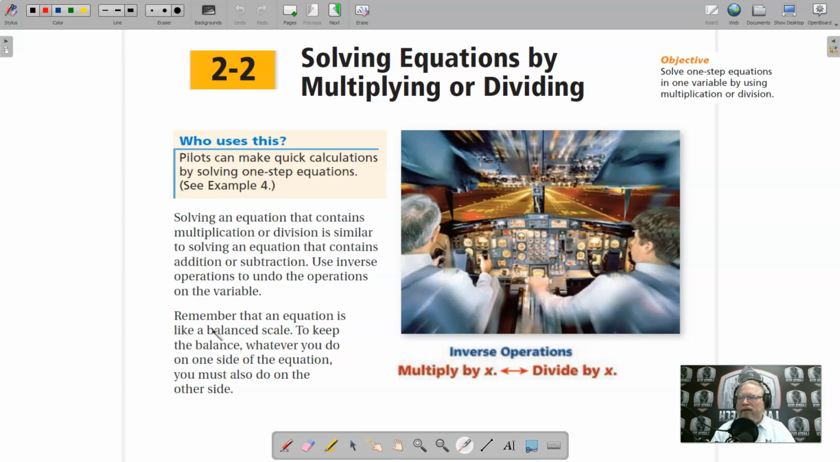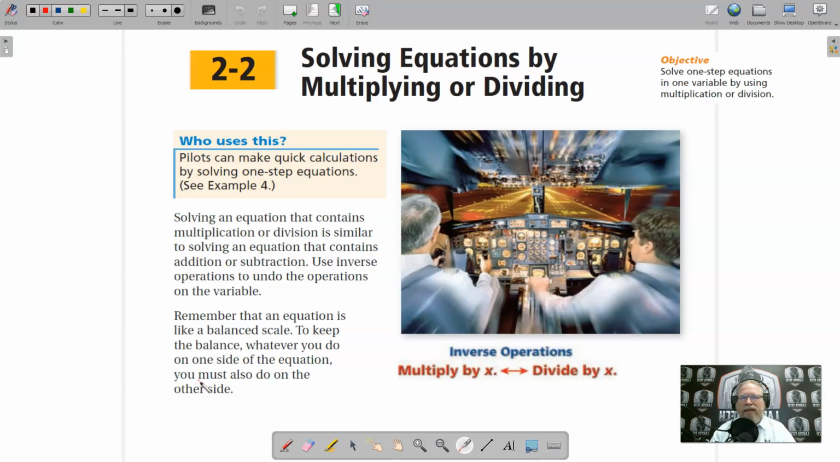Remember that an equation is like a balanced scale. To keep the balance, whatever you do to one side of the equation, you must also do to the other side. And we've talked about that in a previous lesson, where what you do to one side, you have to do to the other. Those are the properties of equality.